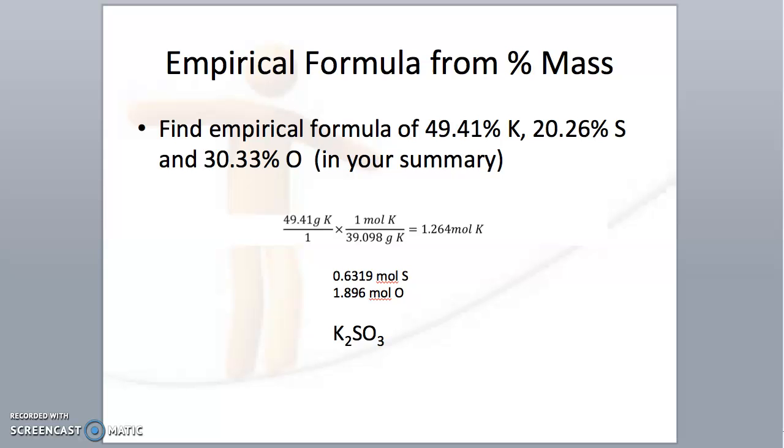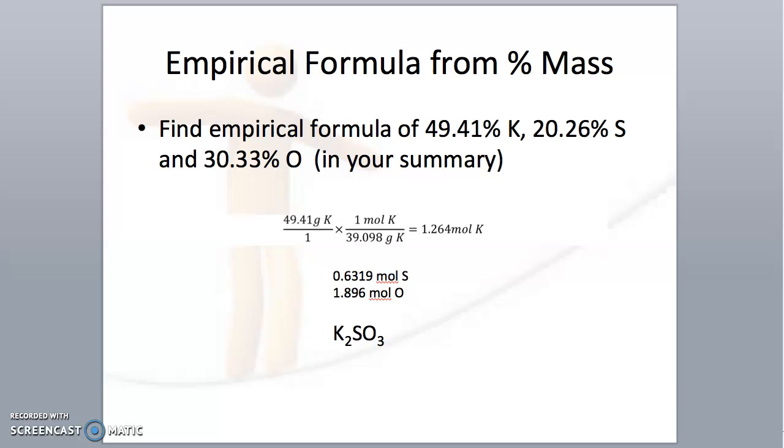To determine moles of each element, we need to start with a mass. So the first step in this problem is to define the total mass of our sample. We can use any value, but if we assume the sample is 100 grams, then our percent values correspond to grams of each. Next, we can convert to moles.